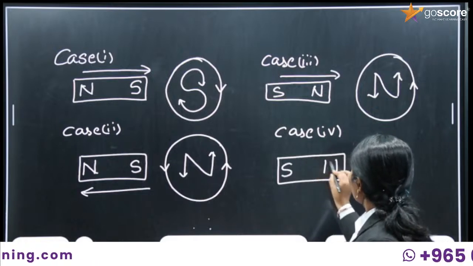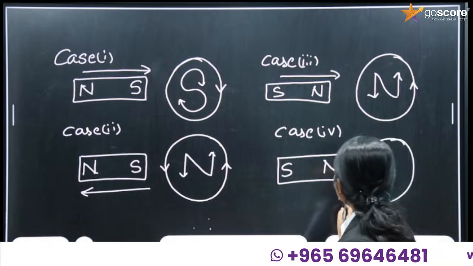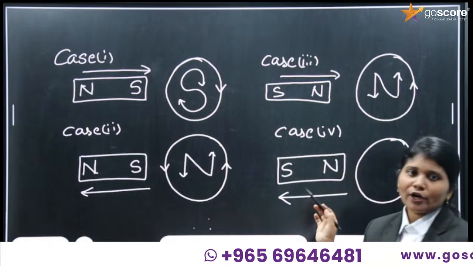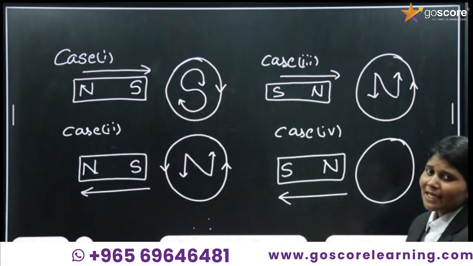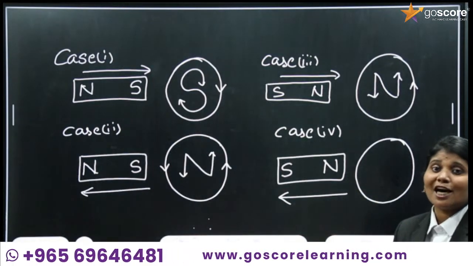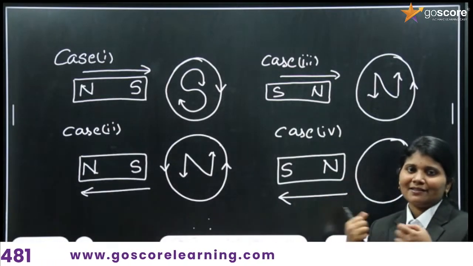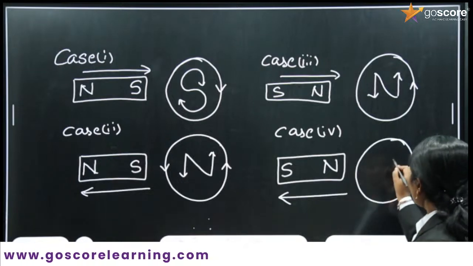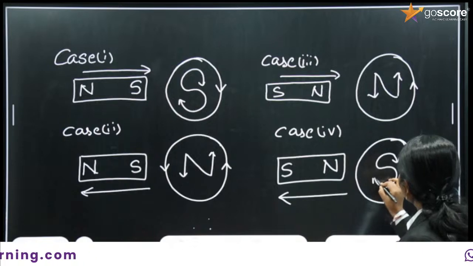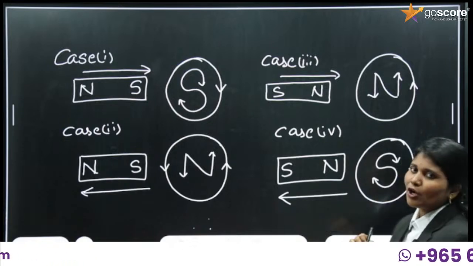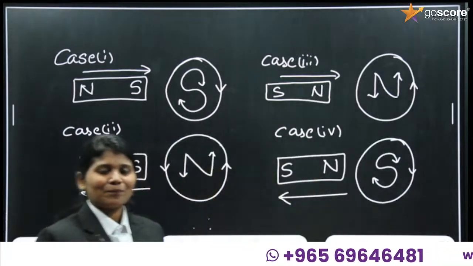South pole, north pole. Then the magnet is away from the coil. What is the EMF doing here? Opposing. Opposing means, since it is moving away from the coil, it will attract. Then which pole is happening here? South pole is inducing. Then what is the direction for the south pole? Induced current direction is clockwise.